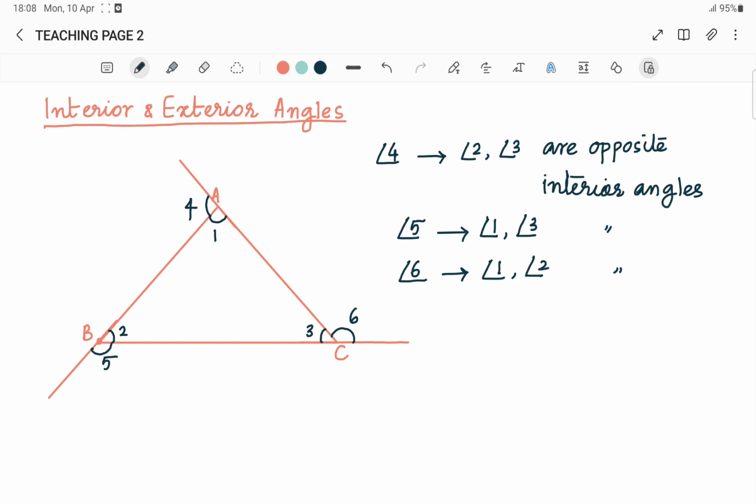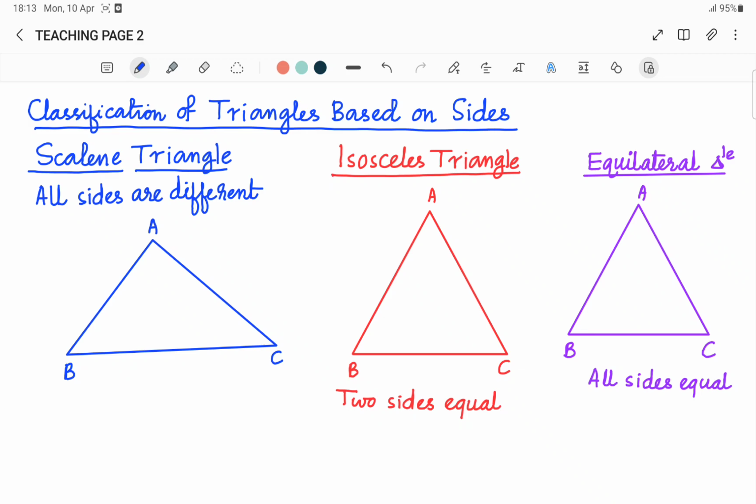Next, we will discuss classification of triangles, how you name them. Based on sides and based on angles. Here you can see classification of triangles based on sides. The first category is scalene triangle. The second one is isosceles triangle. And the third one is equilateral triangle.